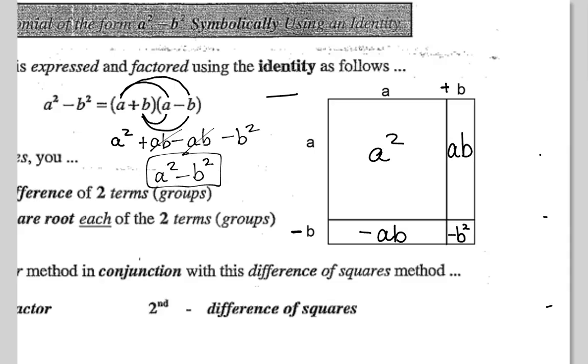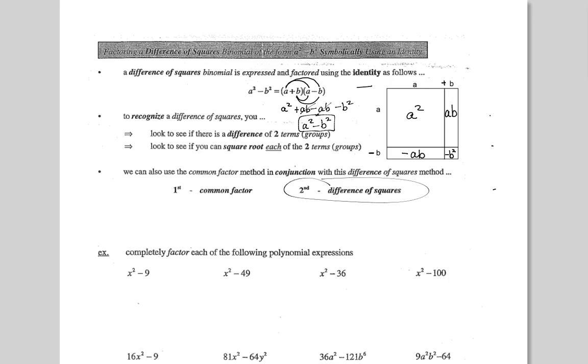So that's why it's called a difference of two perfect squares. Right there, a squared minus b squared, a difference of squares. Difference means subtraction, and we have, of course, two squares. Okay, so that's why it's called difference of squares. Let's do a couple of these.